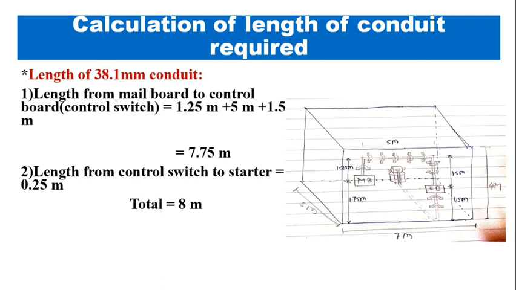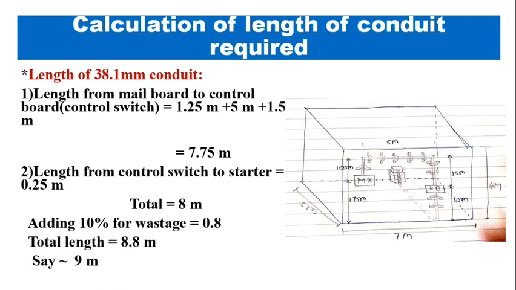Now you can add the wastage to it. So you have to add 10% for wastage. 10% of 8 meter is 0.8. So you add 8 plus 0.8, that is a total length of 8.8. For convenience we can approximately take that length as 9 meter. So this is the length of 38.1 mm conduit required for the installation.